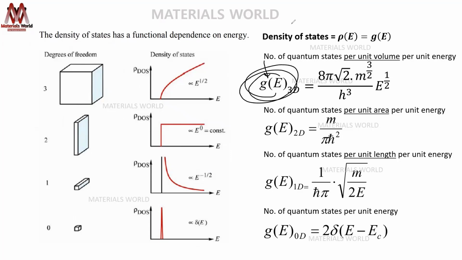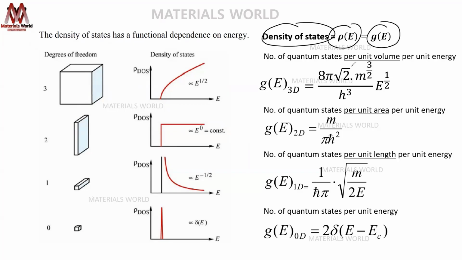There are many ways to write density of state. Density of state is rho of E or G of E, your choice, whatever you call it. What exactly is it? It tells you the number of quantum states per unit volume per unit energy. This is such an important definition. It will tell you what exactly it means.